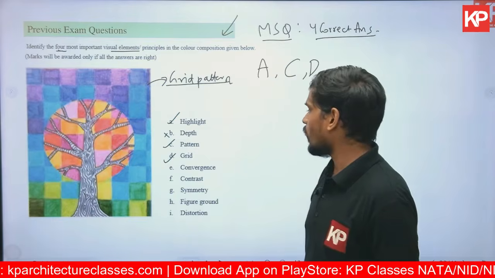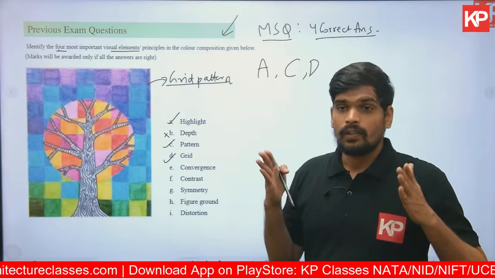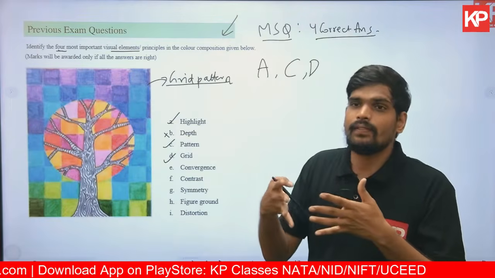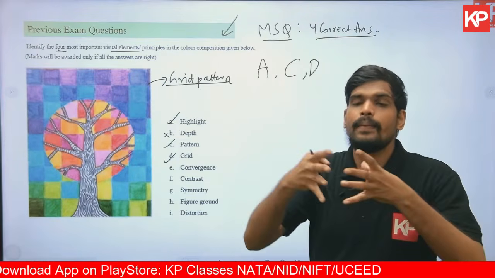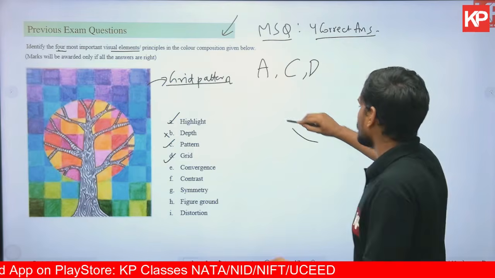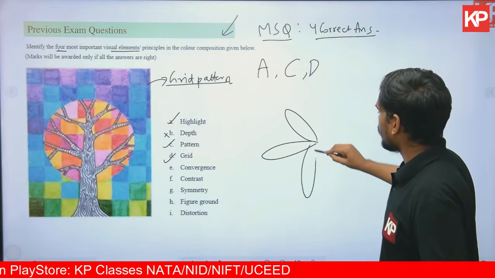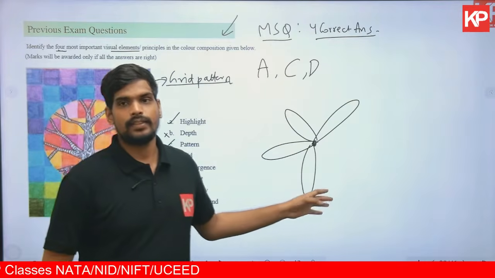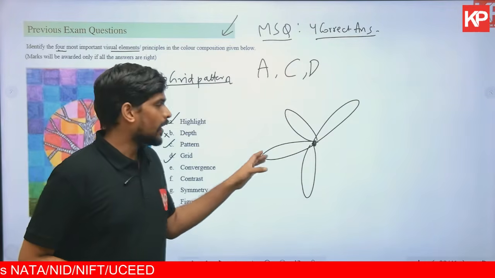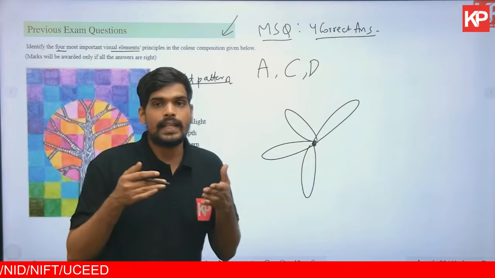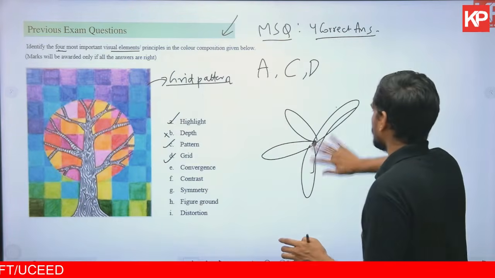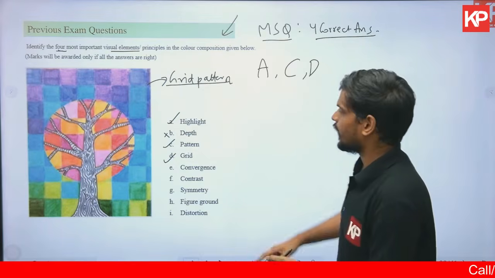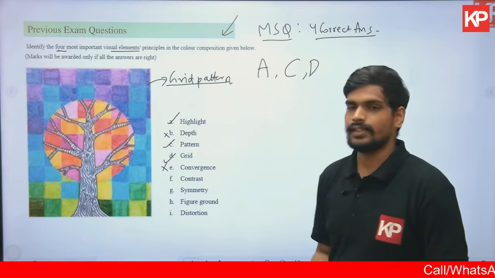Next, looking into the E option, convergence. Convergence is lines meeting. Are there any lines meeting? All the lines meeting at one point, various elements meeting at one point. If you're having various elements, say petals of a flower, or let me just draw some abstract art, something like that. This is an abstract composition. They are converging at one point. Convergence is meeting at one point. So do you have any convergence in this particular composition? Are the elements meeting at one point? No, there is no convergence.